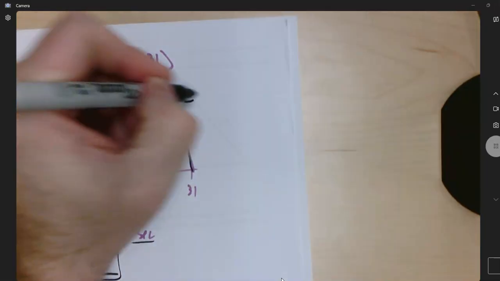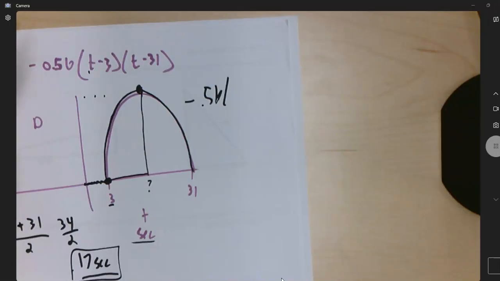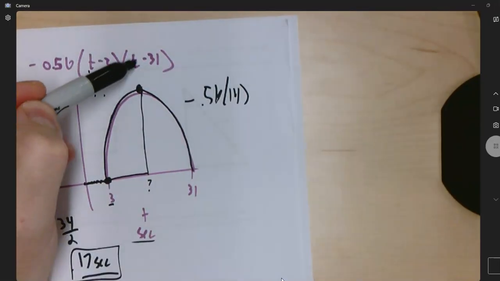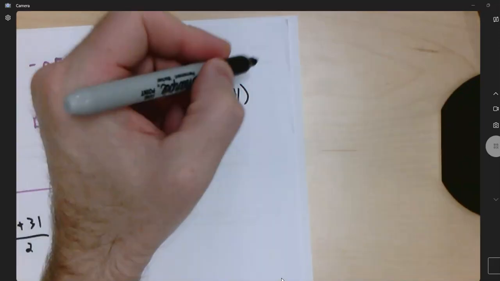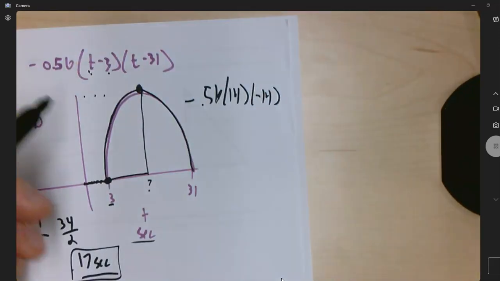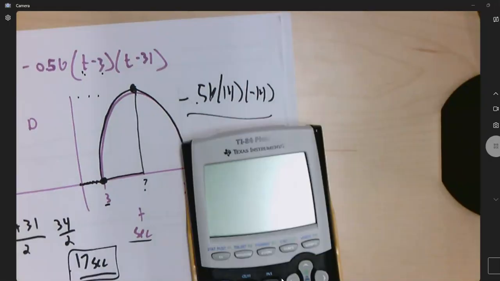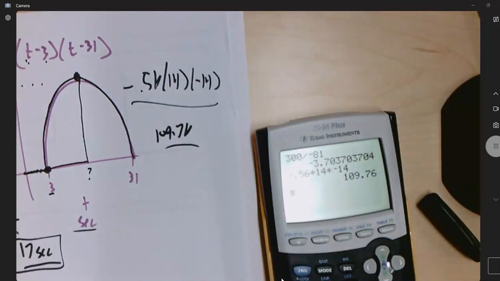So let's do that. It's going to be negative 0.56, and then I'm going to have 17 minus 3, 14, and 17 minus 31, that's negative 14. We talked about that. And then we're just going to multiply those three numbers together. Let's check it out. Negative 0.56 times 14 times negative 14. The loudest it will ever get is 109.76 decibels. Pretty darn loud. Those things are loud for sure.